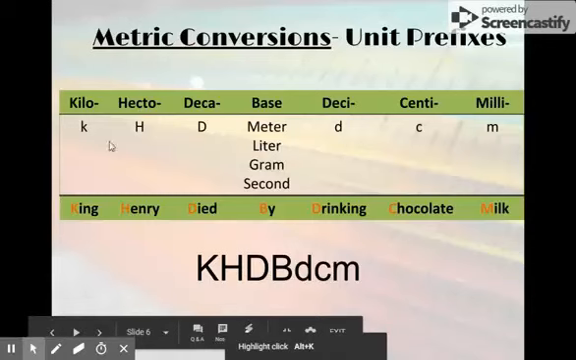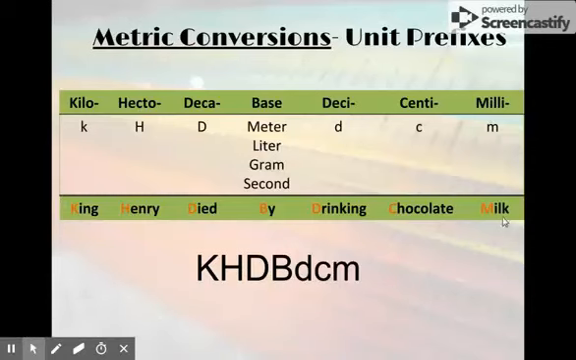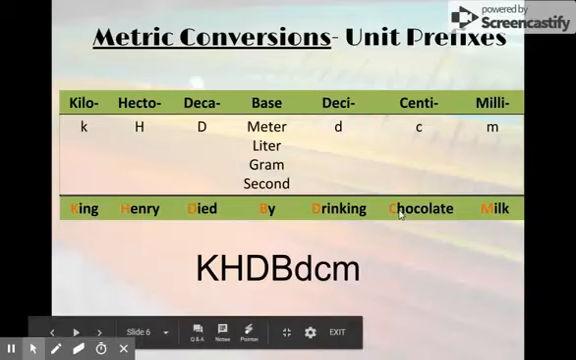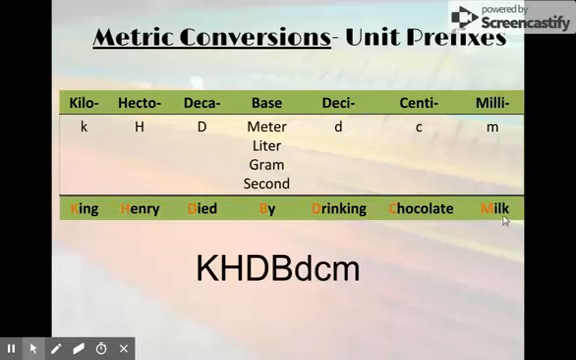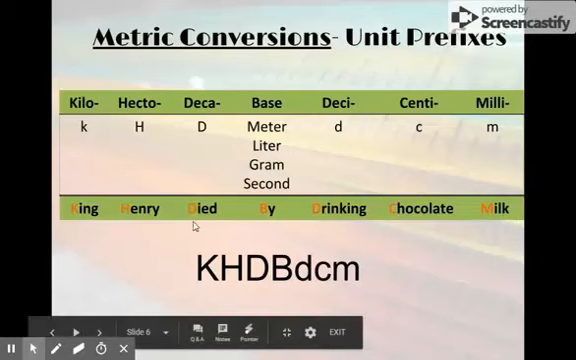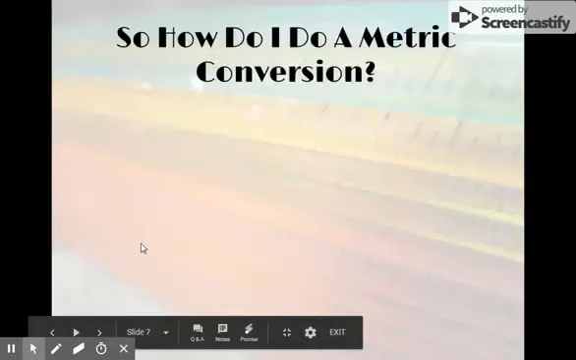Okay, so how do you remember the order from kilo all the way down to milli? I use this phrase to help me memorize the order. King standing for kilo, Henry standing for hecto, died standing for deca, by standing for my base, drinking standing for deci, chocolate standing for centi, and milli with milk. So King Henry died by drinking chocolate milk. And if you can write this conversion, it will help you do our metric conversions.